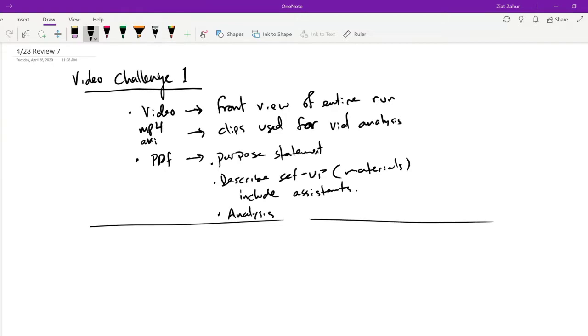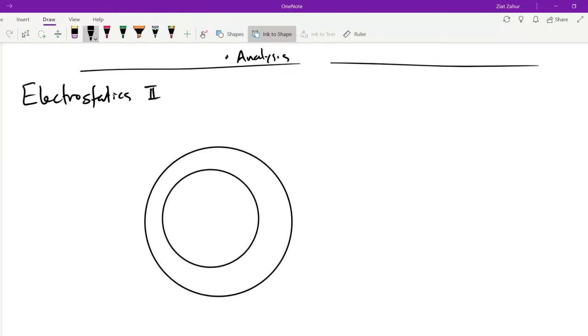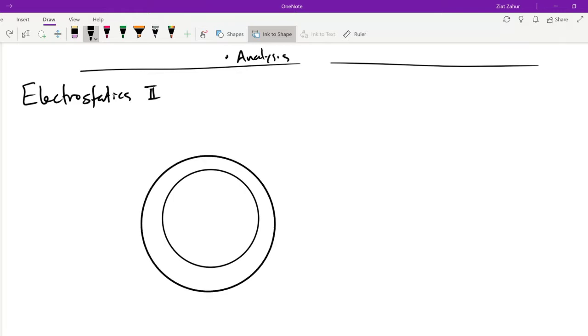All right, so let us continue. This is Electrostatics II. We were looking at the inside and outside of shells, so let's continue with that topic. So if I had a shell, I don't like that one. That's a little better. Let's see if I can move it. There we go.